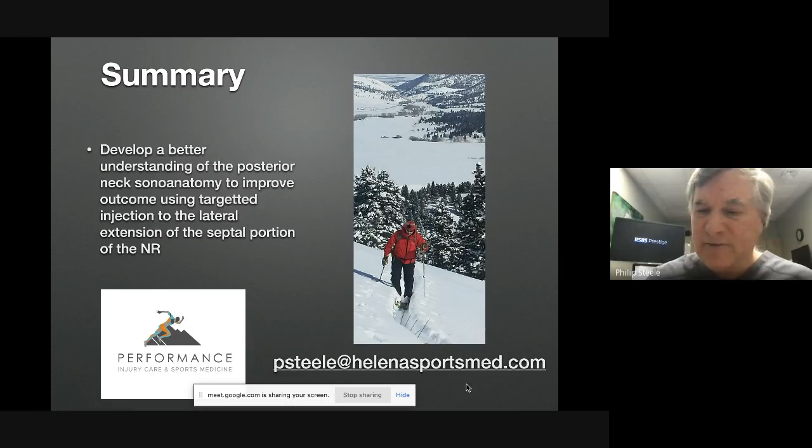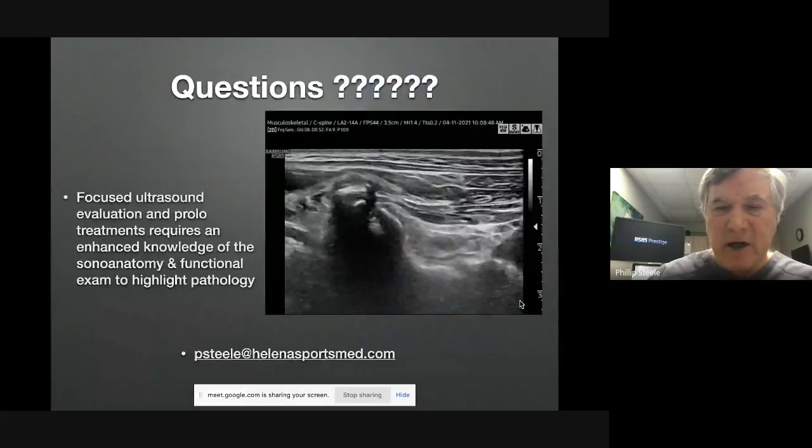If you have questions, feel free to email me. Certainly this is a journey in learning this anatomy. You'll have to spend some time in the lab to learn all these structures on ultrasound. But once you learn the functional component and the other aspects of scanning in this region, in terms of the different fascial layers, it can really improve your patient's care.